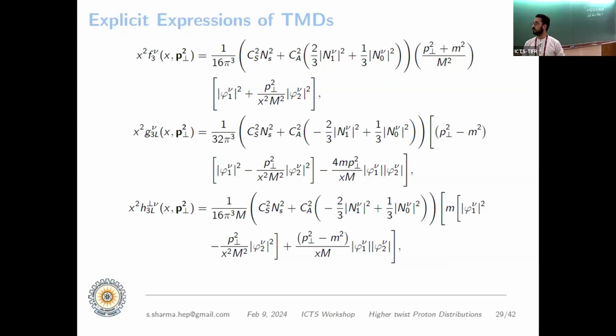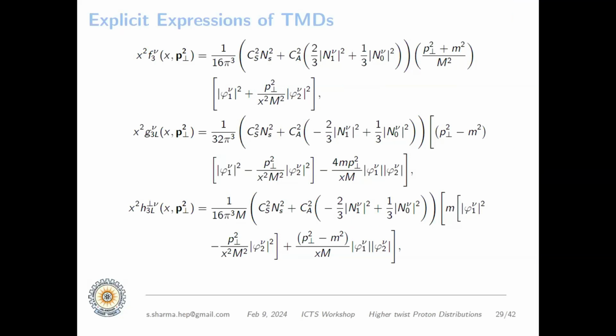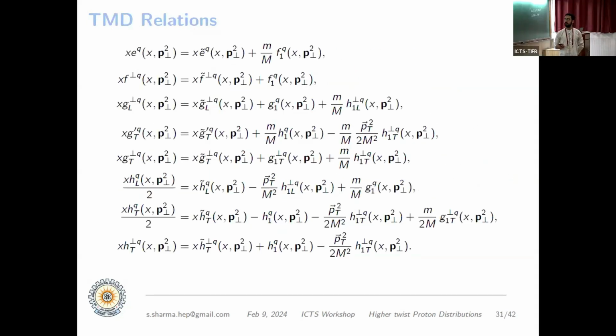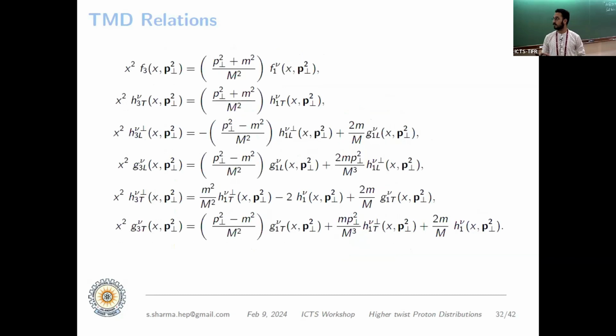Similarly, we have solved for T-even TMDs at twist 4, which are f3, g-L, h-L-perp, g-T, h-3-T, and h-3-T-perp. These are the TMD relations which we have found, and they are called equation of motion relations at twist 4. At twist 3, on the left hand side we have twist-3 TMDs, and on the right hand side we have twist-2 TMDs. These tilde terms correspond to the pure twist-3 contributions, and they are 0 in this case because in our model there are no quark-gluon interactions. So the tilde terms are 0, and all the results are just the Wandzura-Wilczek approximation.